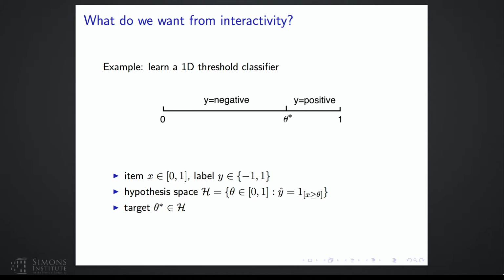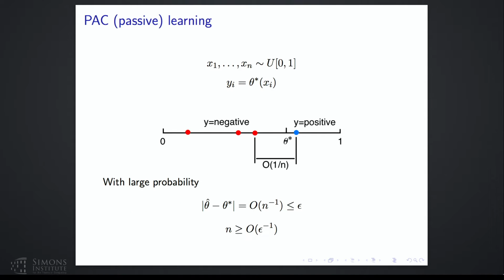Importantly, let's use theta star to denote the target threshold. So that's the kind of thing that, in an interactive setting, we say the teacher wants the learner to know. So the teacher is a human, and we want to train the learner. Okay, so let's contrast three types of teaching.